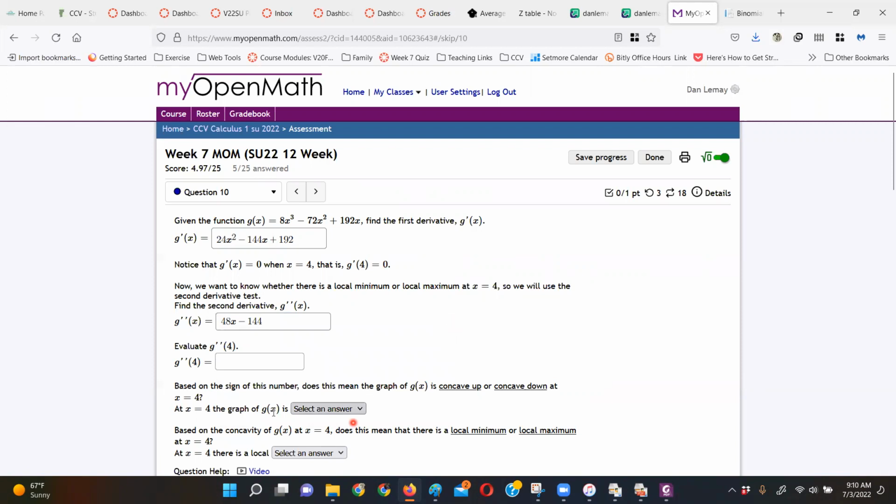So then we're going to evaluate the second derivative at 4. Oh, they actually want the number. Oh, crap. Let's see. 48 is 96. So is it 198? 198 minus 144 is 54. I don't really want to get this wrong. I'm going to do this on a calculator. 48 times 4 minus 144. Yeah, 48. I think that's what I said.